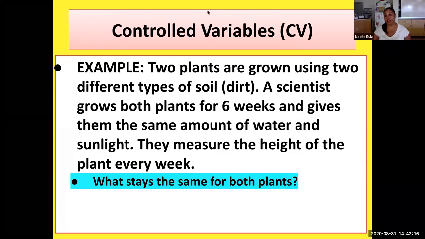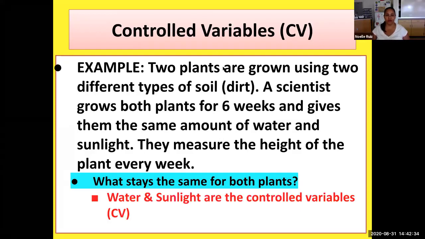Everybody got it right. Everybody that answered got it right. And it says right there, gives them the same amount of water and sunlight. Not all of your examples will be this easy, but we're starting off because you guys are just learning these terms. All right. So water and sunlight are the controlled variables or the constants. You can call them either thing and then they will both be correct.